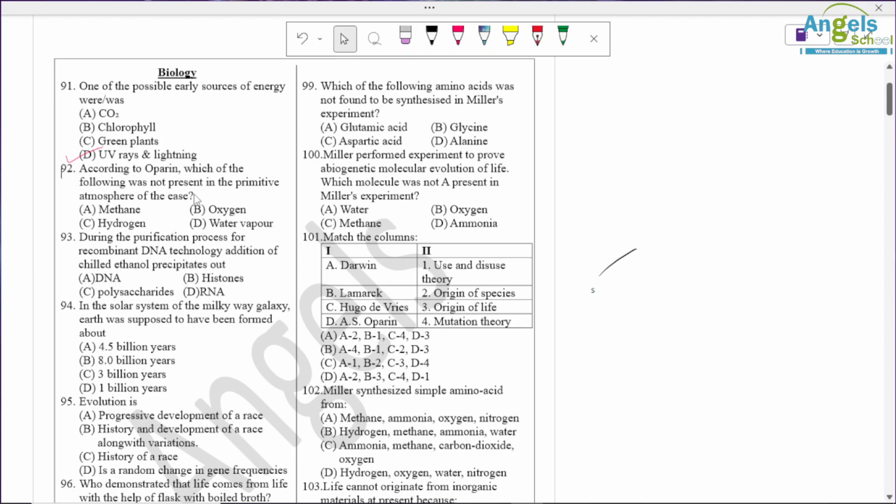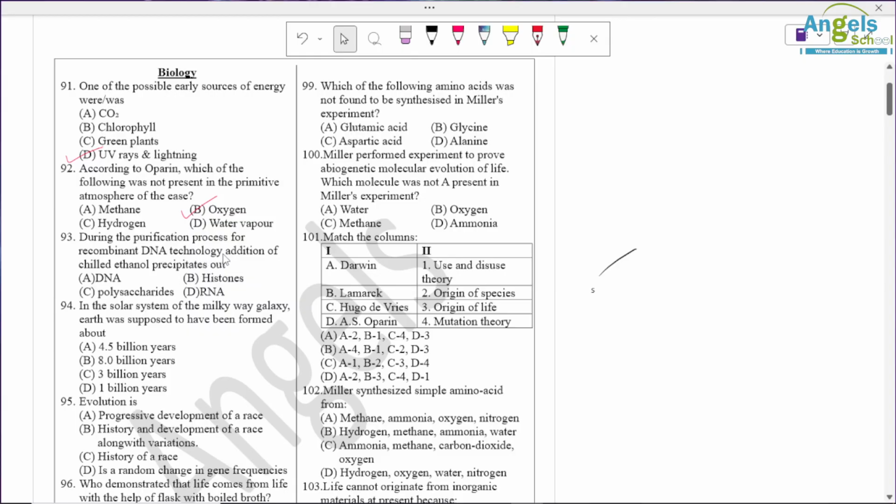Question number 92. According to Oparin, which of the following were not present in the primitive atmosphere of the Earth? The correct option is B. Oxygen was not present in the early or primitive atmosphere of Earth.